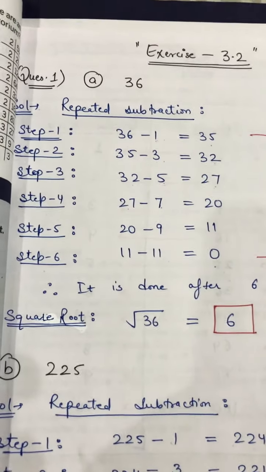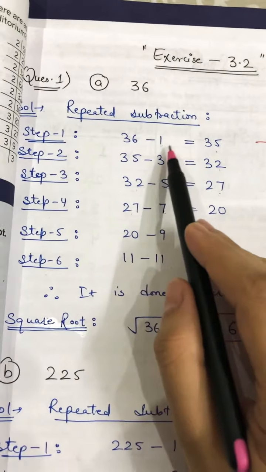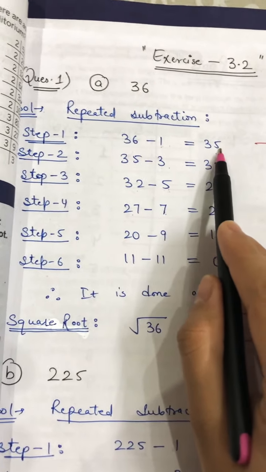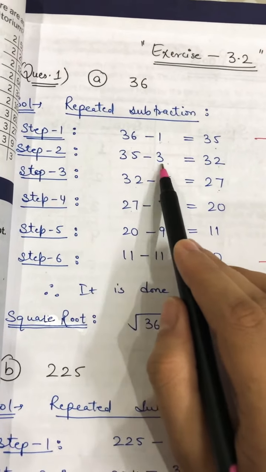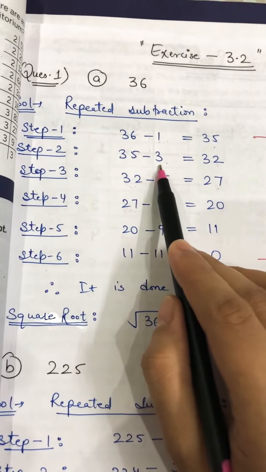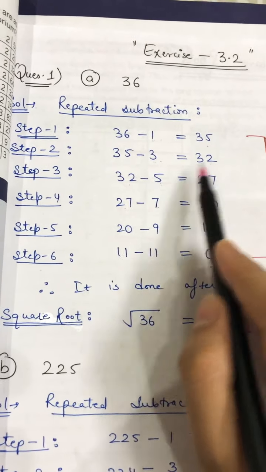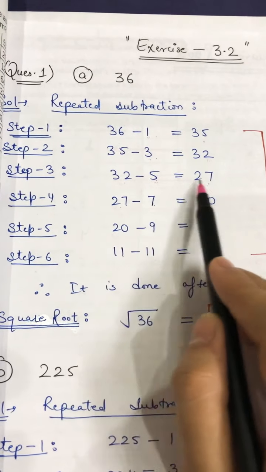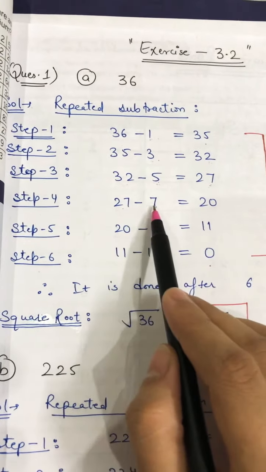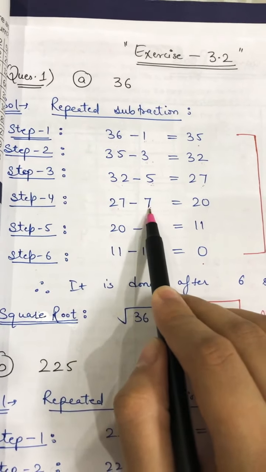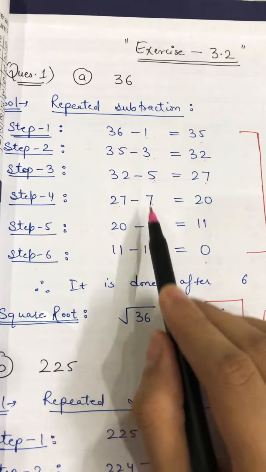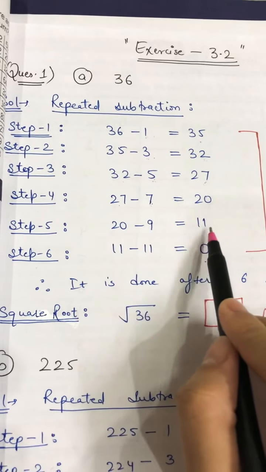Now see, step number 1 is 36 minus 1. The first odd number, it is equal to 35. Next step is 35 minus 3. The second odd number 3, it is equal to 32. Next step is 32 minus 5. 5 is the next odd number. Answer will be 27. 27 minus 7. 7 is the next odd number. Answer will be 20. Now 20 minus 9, the next odd number 9. It is equal to 11.